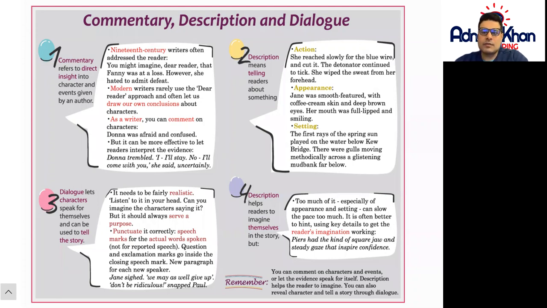Point number 4 and the last feature in this exercise is description, which helps the reader to imagine themselves in the story. So especially in terms of the appearance and the setting and the pace, in other words, the speed of the particular story, you can also involve the reader's imagination within the story. So for example, in this case, we've got an example that says "Piers had the kind of square jaw and steady gaze that inspired confidence." So that particular description of Piers will get the reader to imagine what Piers is like.